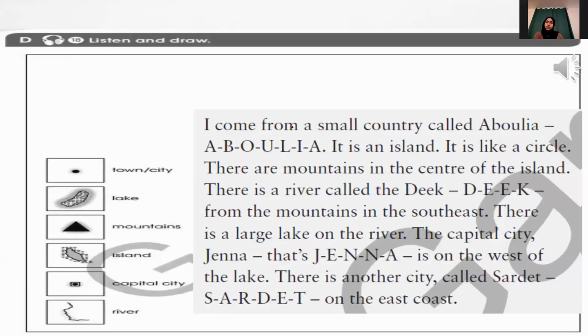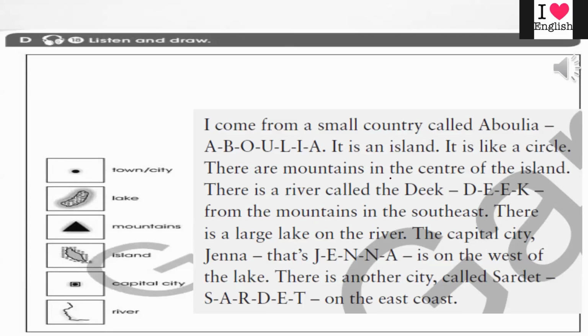I come from a small country called Abulia, A-B-O-U-L-I-A. It is an island. So what does it mean, an island here? Jazeera. Yes, very good. So this is a town or city here. And this is a lake here. It is like a circle. So the island is like a circle. What do we mean here? It's a daira. Yes, it's like a circle.